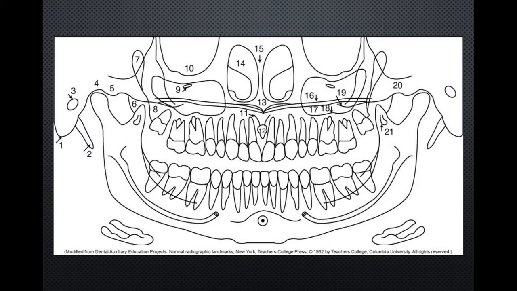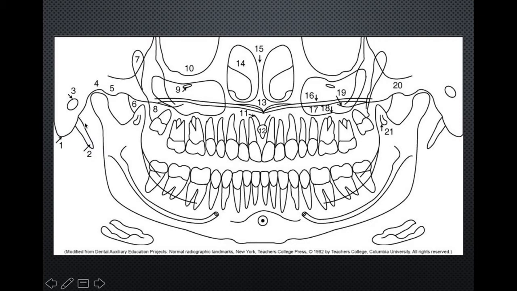So to start, our first diagram we will be going over is the anatomical landmarks of the maxilla and surrounding structures. So first, number 1 here, we have the mastoid process. So the mastoid process is a projection from the temporal bone located behind the ear. Because the mastoid process is a bony projection, it's going to appear radiopaque.